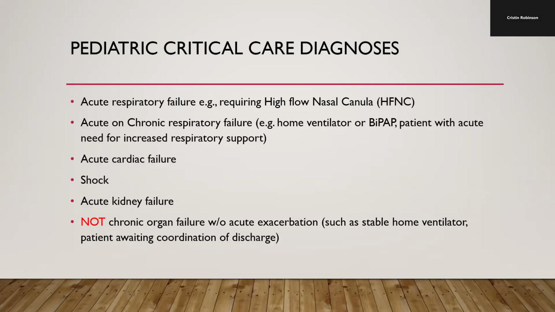But for pediatric and neonatal patients, these patients are much smaller. Their immune systems are not the same as an adult patient, and acute kidney failure is much more serious in those patients than in adult patients, where it is typically not as high risk to the patient. We also have something I want to keep in mind: chronic organ failure without an acute exacerbation, such as when the patient is on a stable home ventilator or just awaiting coordination of discharge. This does not qualify for critical care per the definition.